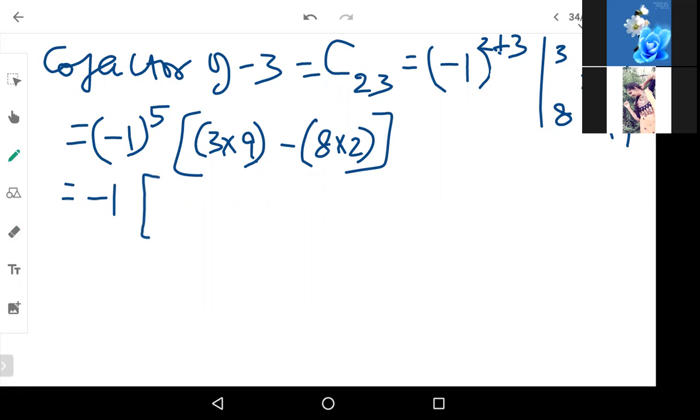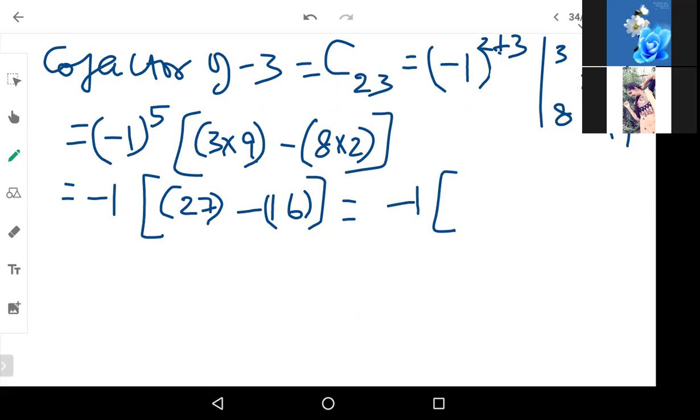And then simplify this. 9 threes are 27, minus 8 twos are 16. Minus 1 into 27 minus 16, which gives us 11. So minus 1 into 11 will give us minus 11. So this is the cofactor. Minus 11 is the cofactor of minus 3. Now any doubts?